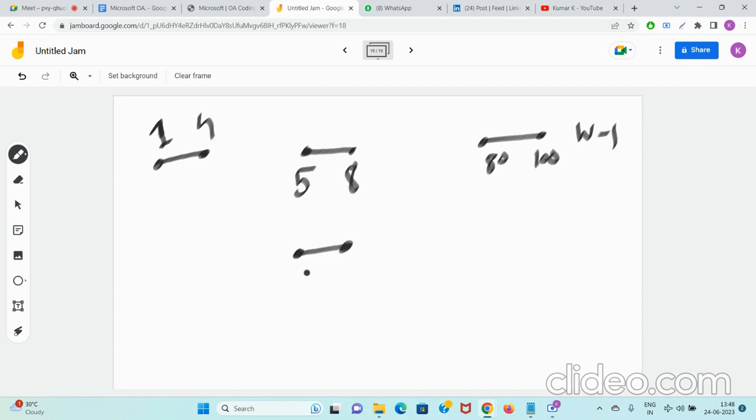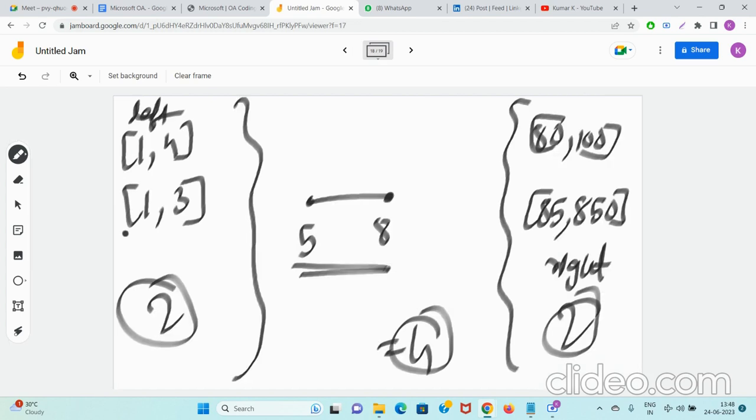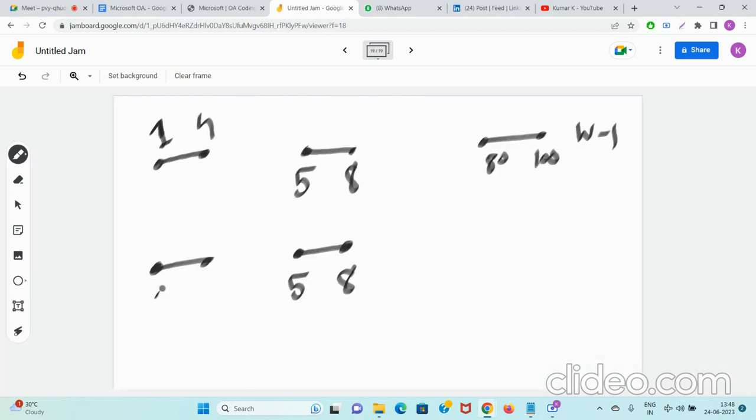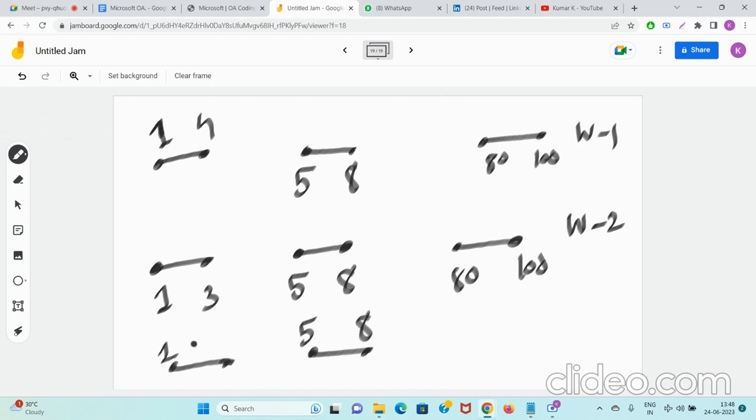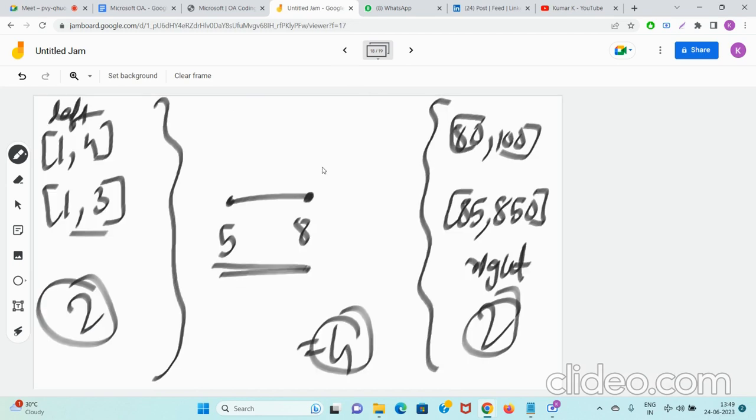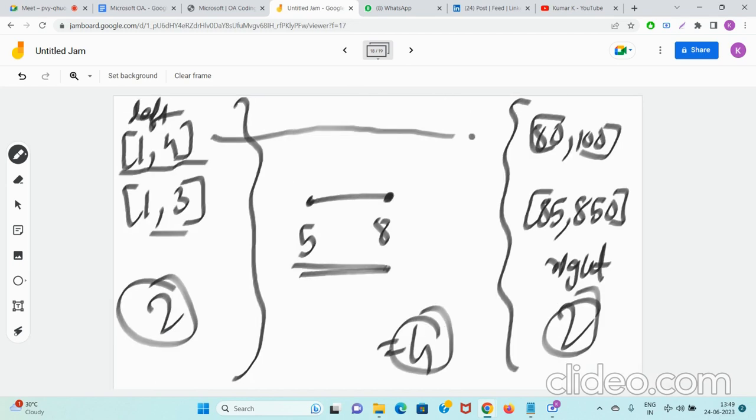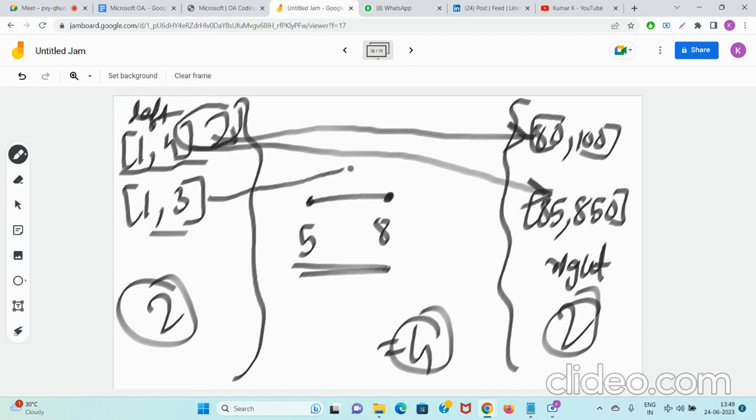Which will be the second way, guys? The second way will be, you take 1, 3 here, which is non-intersecting, and 80, 100 again here. This is the second way. Which will be the third way, guys? You take 5, 8 here. You take 1, 4 here. See, you tried 1, 4 with 80, 100. Now you try 1, 4 with 85, 850. So two ways will come from here. And 1, 3 also you try with 80, 100, and 1, 3 you try with 85, 850. So two from here. So total 2 times 2, that is 4.